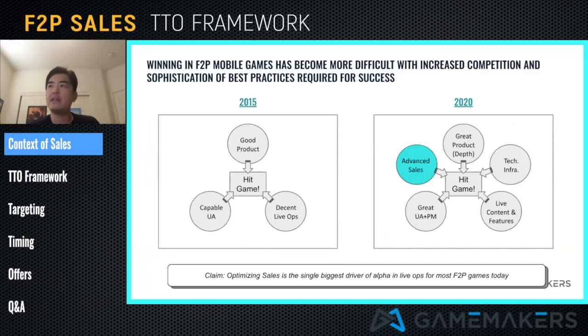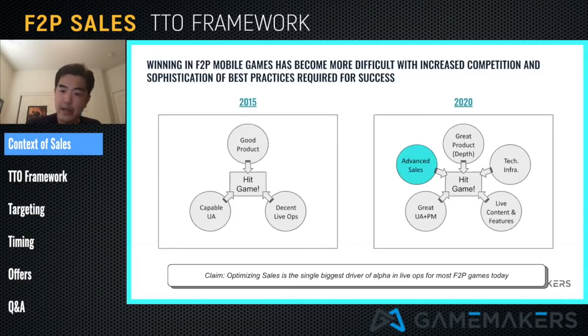In terms of the overall environment that we're operating in today, I wanted to point out that back in 2015, the basis of competition, or how you win, was really about having a good product, capable UA, and decent LiveOps. But today, I would argue that we're in an increasingly complicated and competitive industry, and so you need a lot more things.